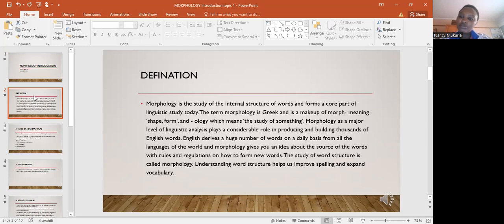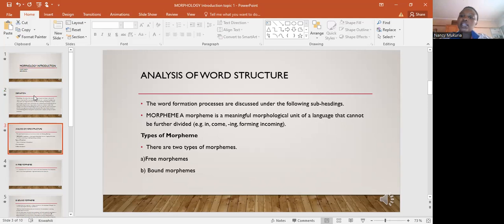So we can only say morphology is the study of word structure. On to the next one, analysis of word structure. We said morphology is the study of the word structure. The word formation processes are discussed under the following subheadings. Morpheme. A morpheme is a meaningful morphological unit of a language that cannot be further divided. So we cannot break down a morpheme. That's the end of it.